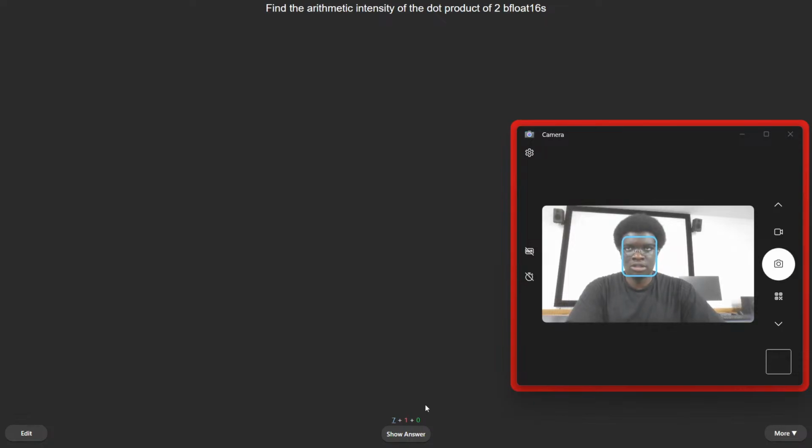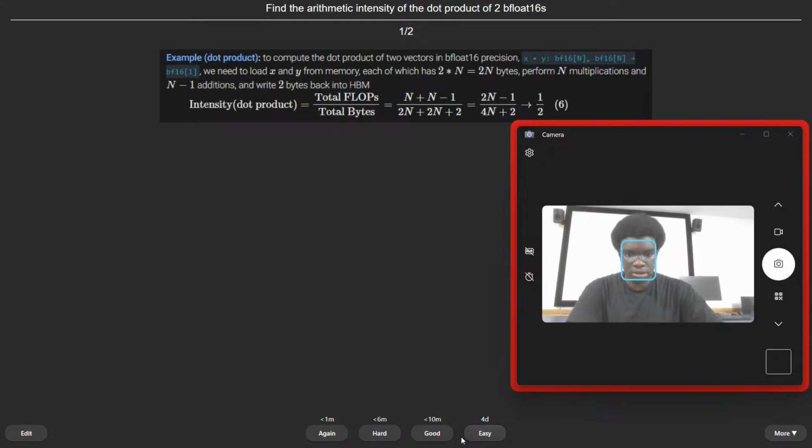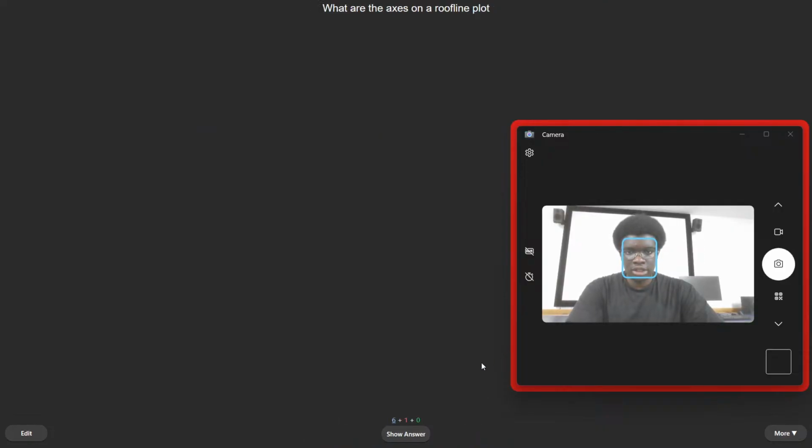And then the flops, well, we're going to do D bfloat16 multiplications, and we're going to do D minus 1 additions to compute the dot product. So that's (2D minus 1) divided by (4D plus 2). And I guess if you say D is large, then this approximates to a half. Yep. Okay. What are the axes on a roofline plot? So on the x-axis we have the logarithm of arithmetic intensity, and on the y-axis we have the logarithm of the flops per second.